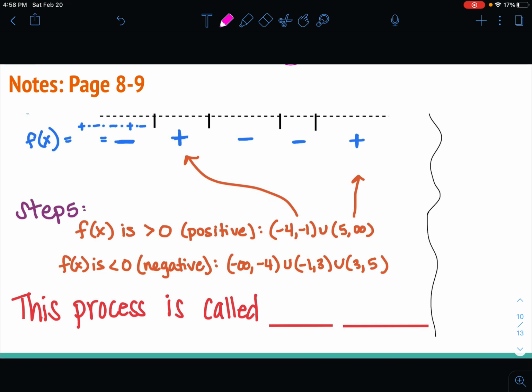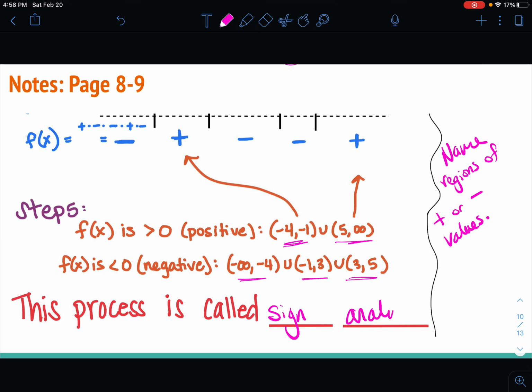Okay, so for this next step, it says f of x is greater than 0, positive, for these regions, and it's negative for these regions. So we are going to name regions of positive or negative values. And this is called sign analysis. Sign analysis.